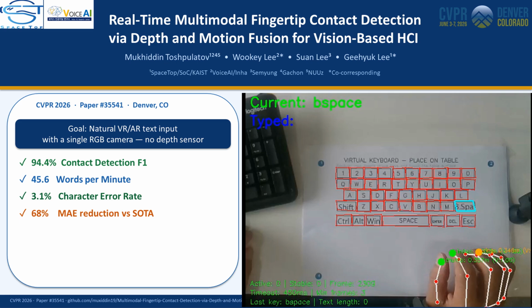Hello everyone, and welcome. Today I will present our CVPR 2026 paper, Real-Time Multimodal Fingertip Contact Detection via Depth and Motion Fusion for Vision-Based Human-Computer Interaction. We enable precise virtual keyboard typing detection using only a single RGB webcam. No specialized depth hardware required.